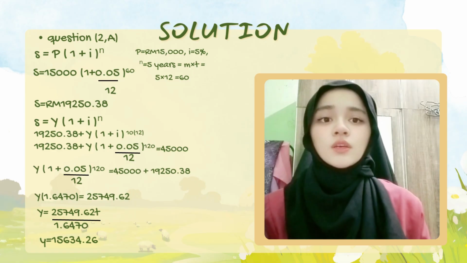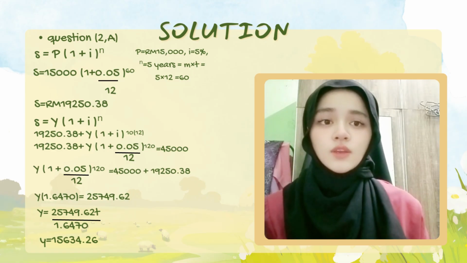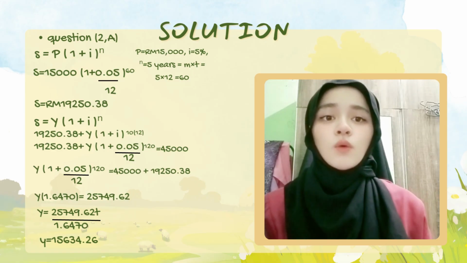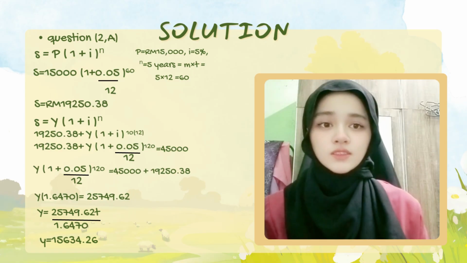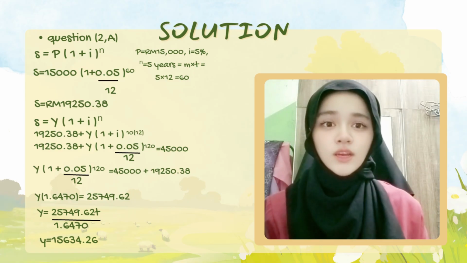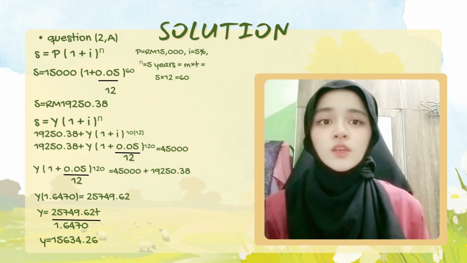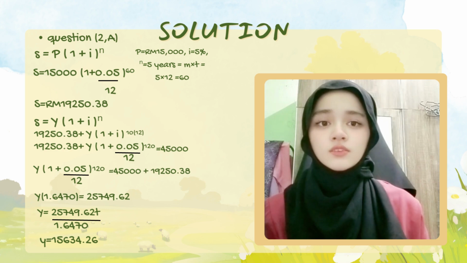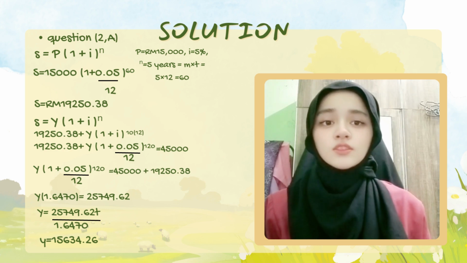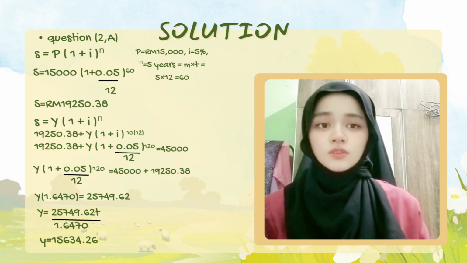19,250 ringgit and 38 cents. For step 2, now I calculate the future value of Y. Y will grow for 10 years. 10 years times 12 equals 120 months. So the expression is Y multiplied by (1 plus 0.05 over 12) to the power of 120.